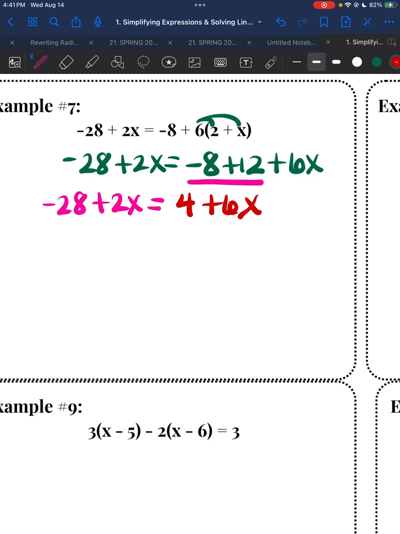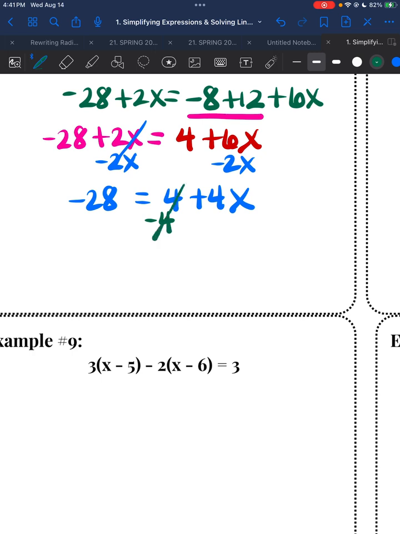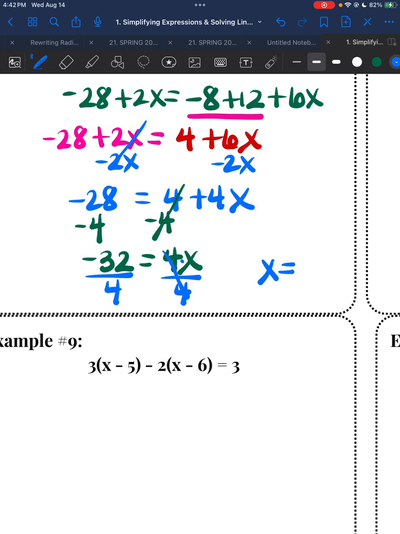And then I can start moving stuff around. I have the 2x and the 6x. I'm going to move the 2x by subtracting it. So I have negative 28 is equal to 4 plus 4x. And then I can move the 4 by subtracting it as well. Negative 28 minus 4 gives you negative 32 equals 4x. And then the last step would be to divide by 4 to get the x by itself. Final answer is x is equal to negative 8.